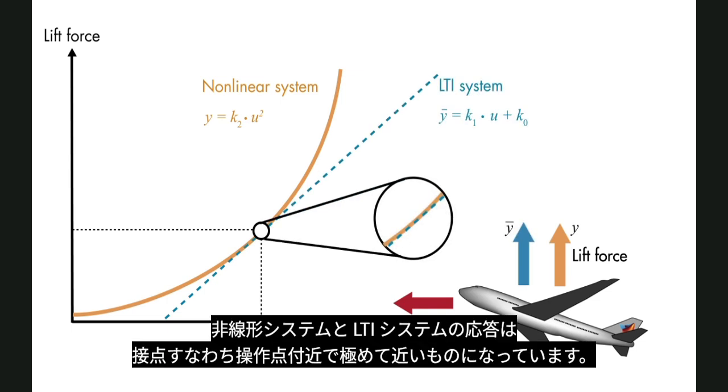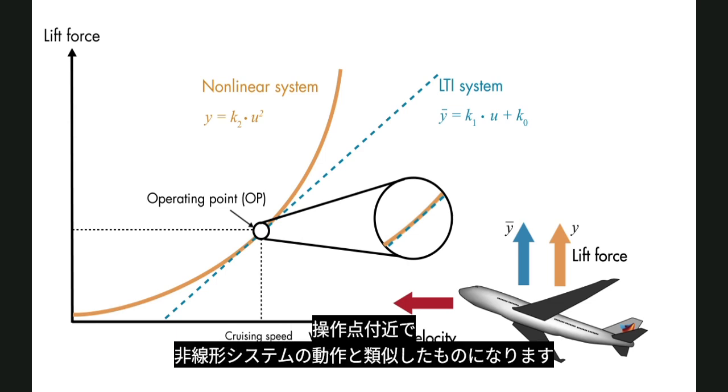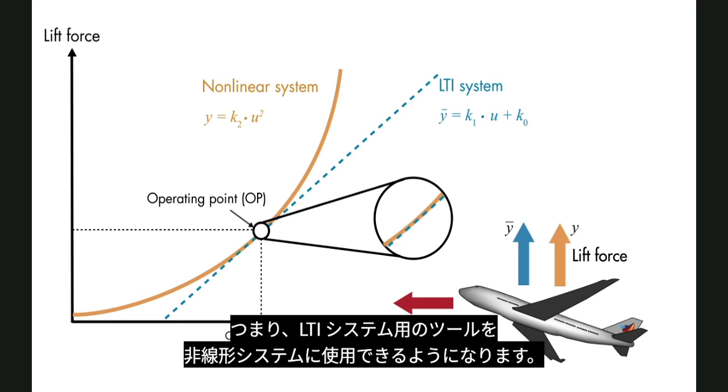As you can see, the responses from the nonlinear system and LTI system are pretty close near the contact point, or operating point. By linearizing the plant, you find an LTI system with similar behavior to your nonlinear system near the operating point, which means you can use the tools for LTI systems on your nonlinear system.